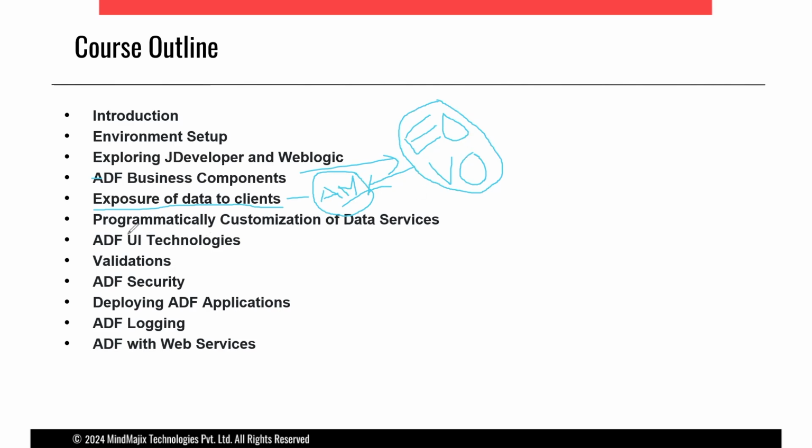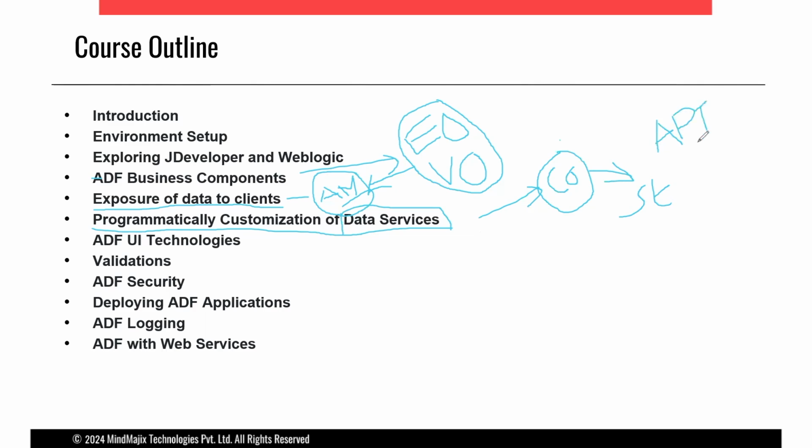And coming to this one, programmatically customize the data services. This data service is nothing but, in your application, if you want to pull any kind of data from an external source. For example, state and country. When you provide the country, you automatically fetch the states by calling any kind of APIs.